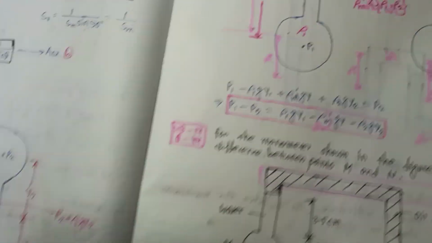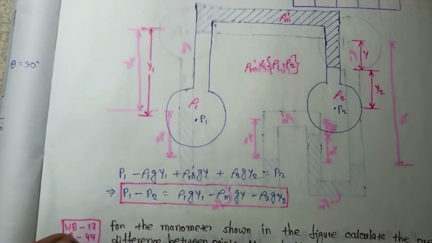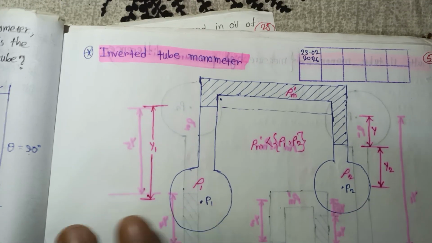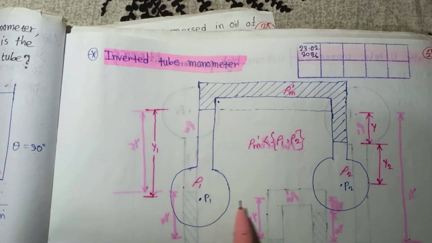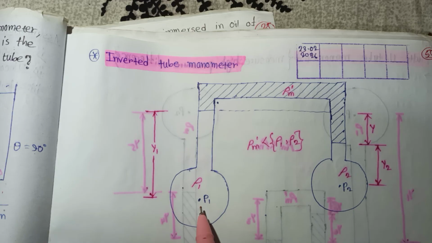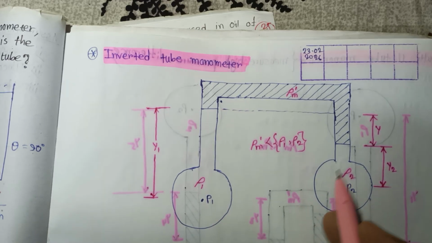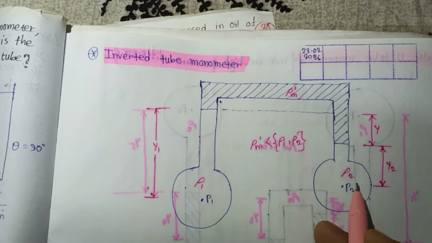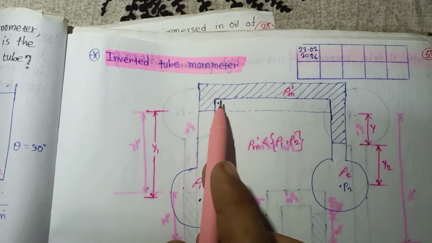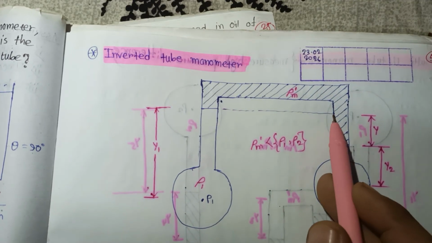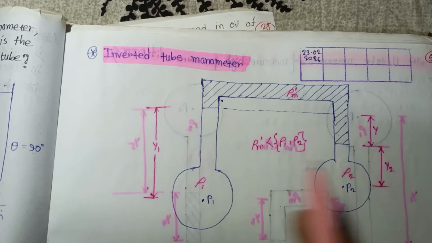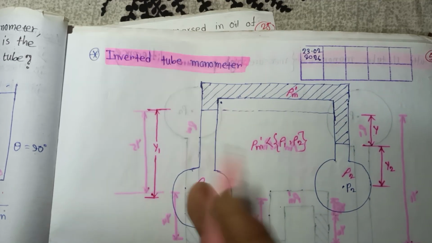Now let's understand another topic, the inverted tube manometer. This is also important. This is one pipeline, with pressure P1, and here there is another pipeline with pressure P2. Here the density is rho 1, here the density is rho 2, and there is a manometric fluid. Consider the manometric fluid deflection as y, and here the distance is y2, and here to here the distance is y1.